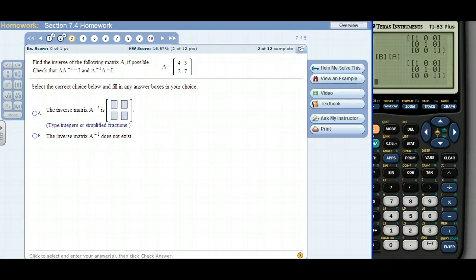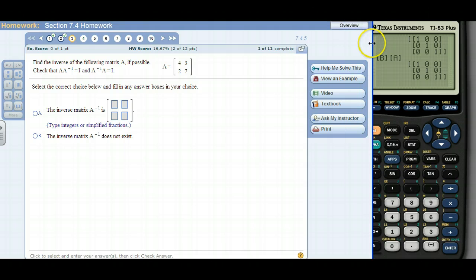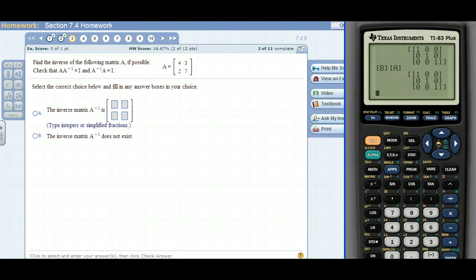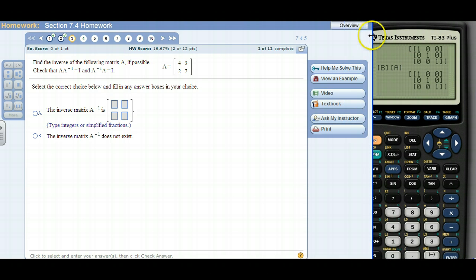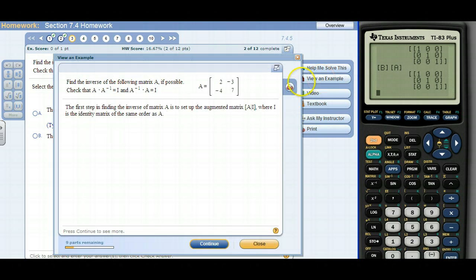When they want you to find the inverse of a matrix, just pull this over a little bit so we can see both of them together. When they want you to find the inverse of a matrix, again, the process, if you click on help me solve this, there's a pretty straightforward formula for finding it.